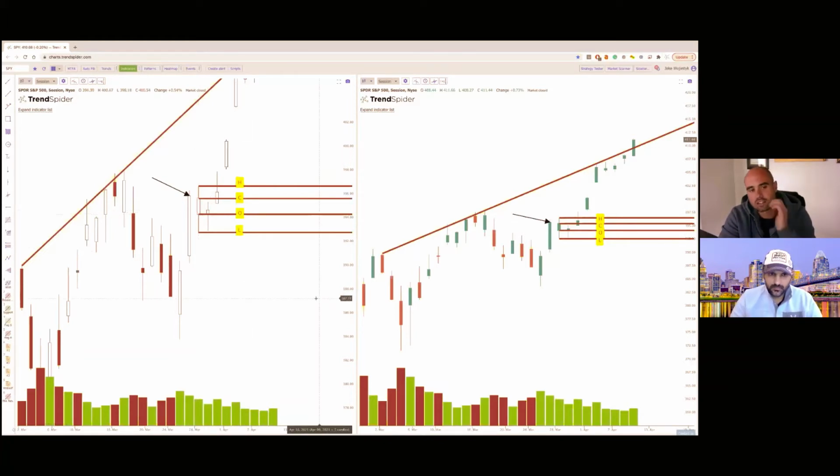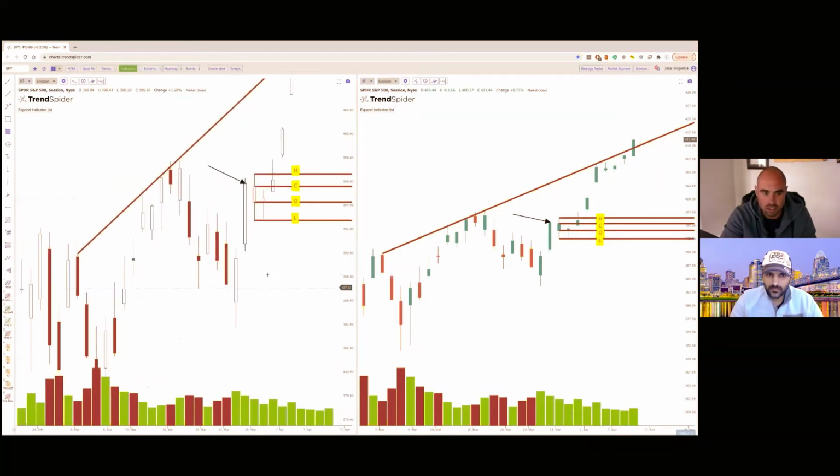So the way I like to teach this is essentially like opening or closing a window shade, right? If you open at 394 and you close at 395.70, it's kind of like opening the window shade because your close is higher than your open. So it's hollow because the close is higher than the open, but it's red because you closed lower than the previous day.